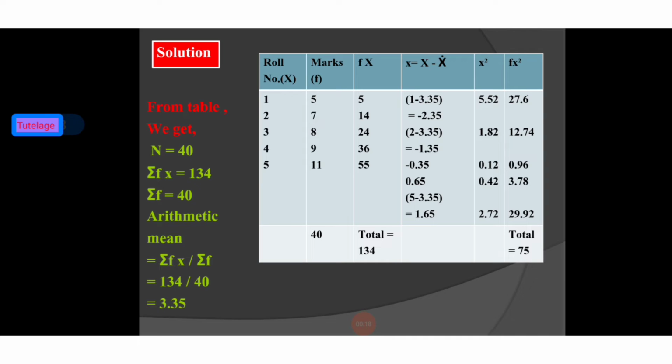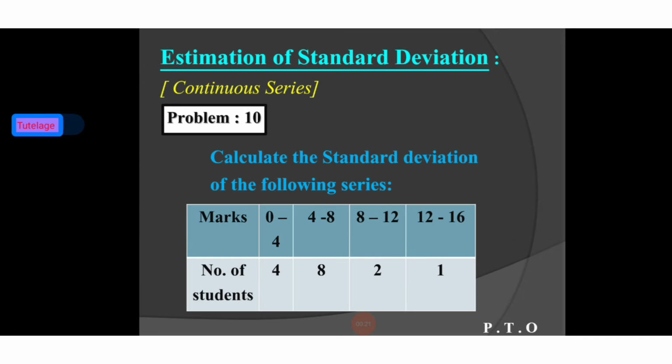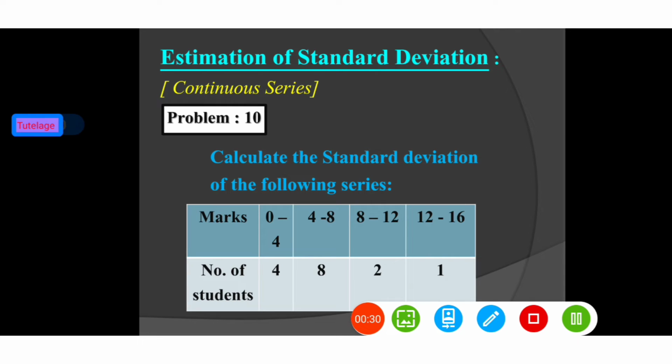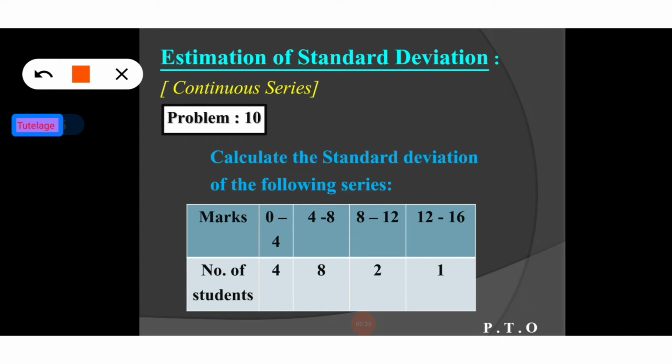So now move on to the next slide, where we can see another problem which follows a continuous series. Okay, so here this is the problem. There is a range basically for marks of the students: 0 to 4, 4 to 8, 8 to 12, and 12 to 16, and the number of students are 4, 8, 2, and 1. So now going to the next slide, where we can see some steps for the estimation process of the standard deviation.